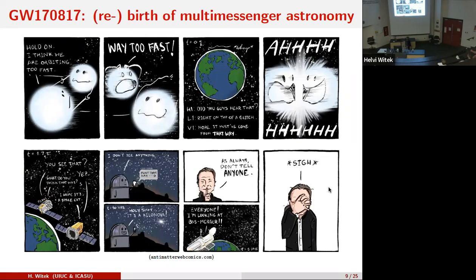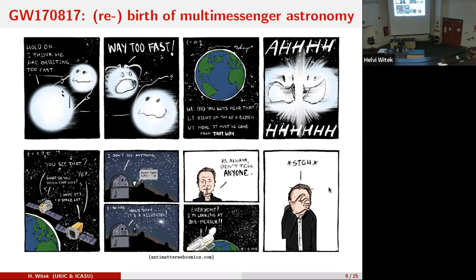And people like to talk about this event as the birth of multi-messenger astronomy. I prefer to call it the rebirth of multi-messenger astronomy, because we are getting information from different carriers of information, in this case, electromagnetic radiation and gravitational waves. I say rebirth because that's actually not the first event where we have multiple messengers. So I'm thinking about the supernova 1987A, where we measured electromagnetic radiation and neutrinos, which I know we have experts here in the audience as well.